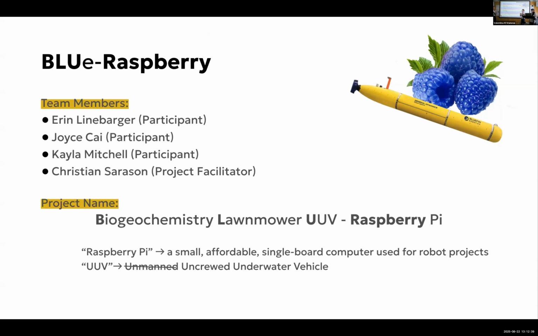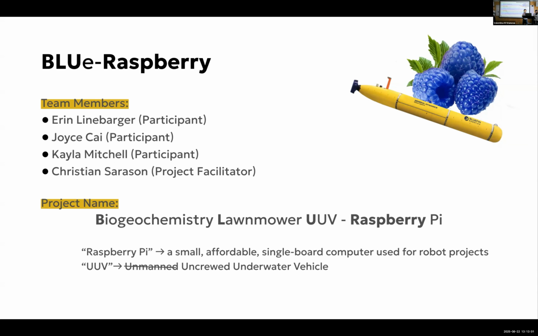So our project's name is the biogeochemical non-mover UUV, where the name stands for not amended but uncrewed, and Raspberry Pi is usually used, so that's how the Blue Raspberry comes from.